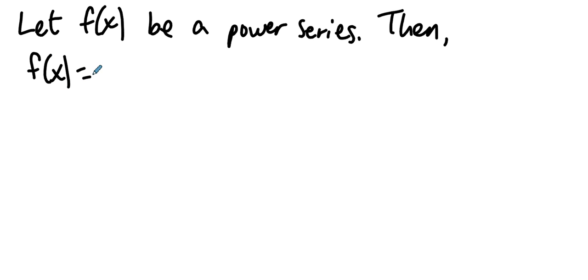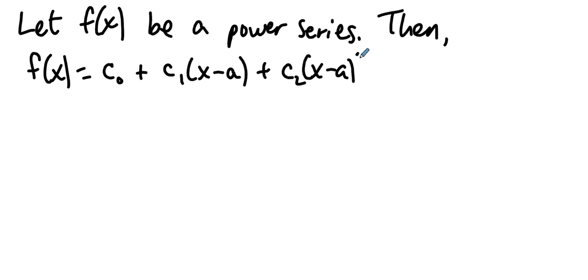So let's consider the following. Let f of x be a power series. If f of x is a power series, then f of x gets written as some constant, plus some constant times x minus the center, plus some constant times x minus the center squared, plus some constant times x minus the center cubed, and it just goes on and on and on.